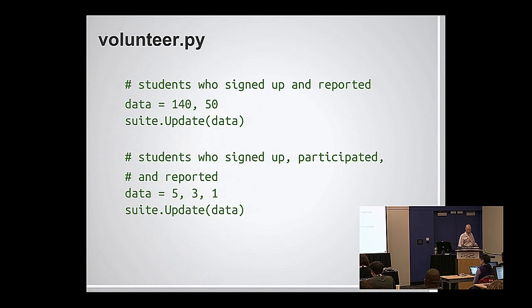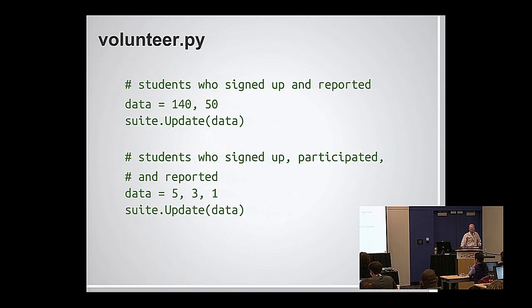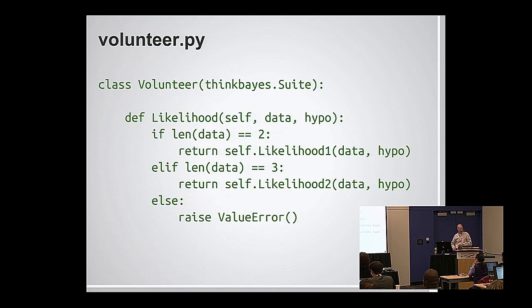If you do that, you now have 2 likelihood functions because you have 2 kinds of data that you observe. The first observation is the 2 values that I talked about. Sorry, I forget what my numbers were. The 140-50 and the 5-3-1. So this is the 140-50 and this is the 5-3-1. I've got 2 likelihood functions, likelihood 1, likelihood 2.